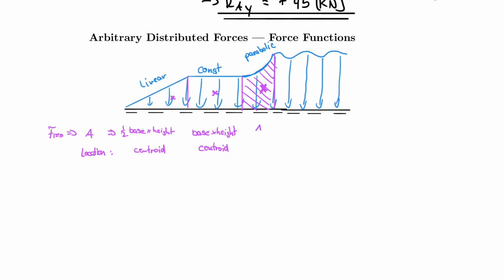So here again, you find A and you find the centroid. And then the very same thing is true here for our sine function. In fact, let me actually add that here, that this is sine or cosine, it doesn't really matter. The concept remains the same, that you have to calculate the area under the curve and you find the centroid under the curve, and then you can use that for your arbitrarily distributed forces.